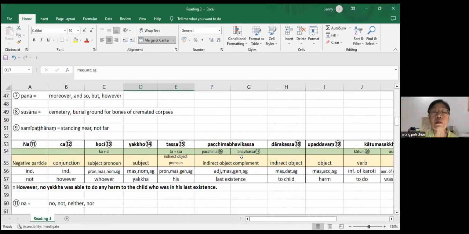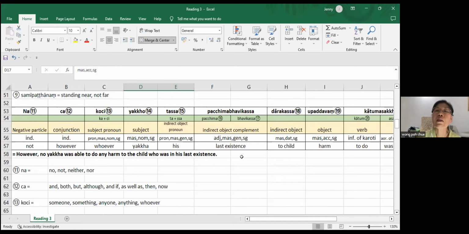For the second sentence, na cha kochi yako tassa pachima bhavikassa darakassa upadawang patumasakhi. This sentence is translated as, however, no yaka was able to do any harm to the child who was in his last existence.